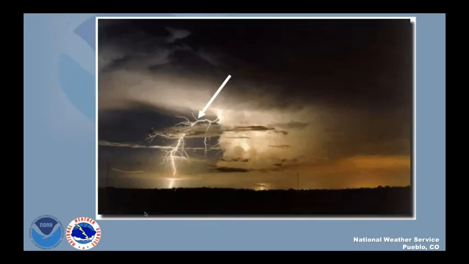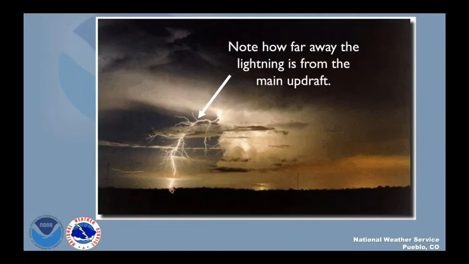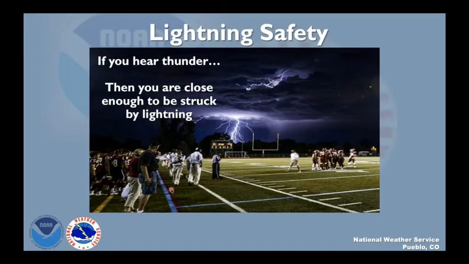All right, so you can see in this image, this lightning strike is outside of the storm. It's off the base of this mesocyclone, and it's striking far away from the storm. So, as a rule of thumb, if you hear thunder, then you're too close. When thunder roars, go indoors.